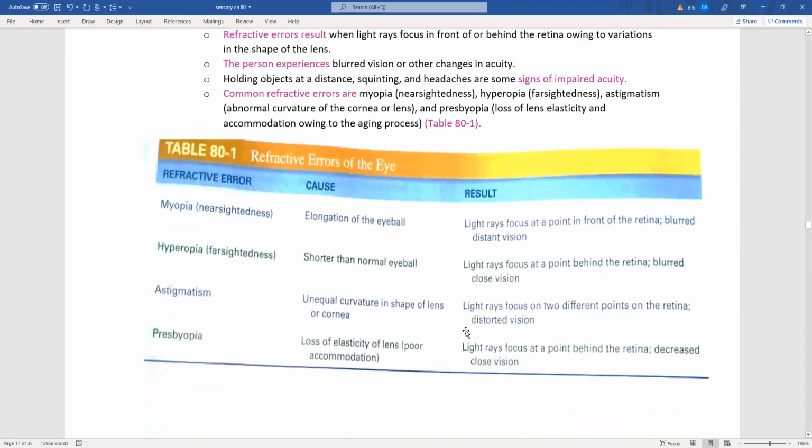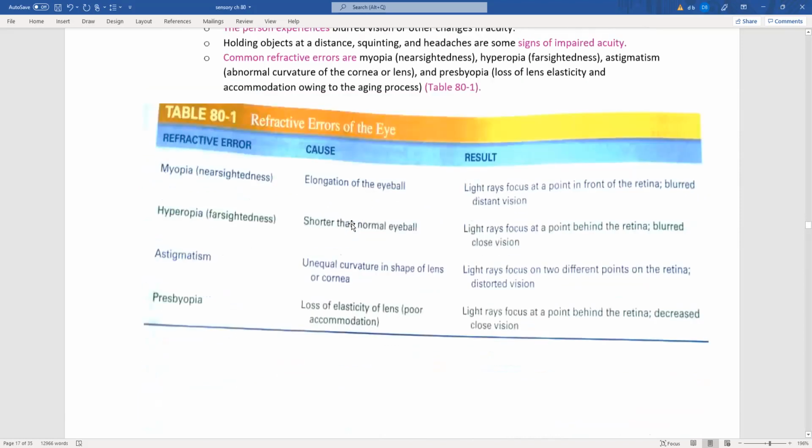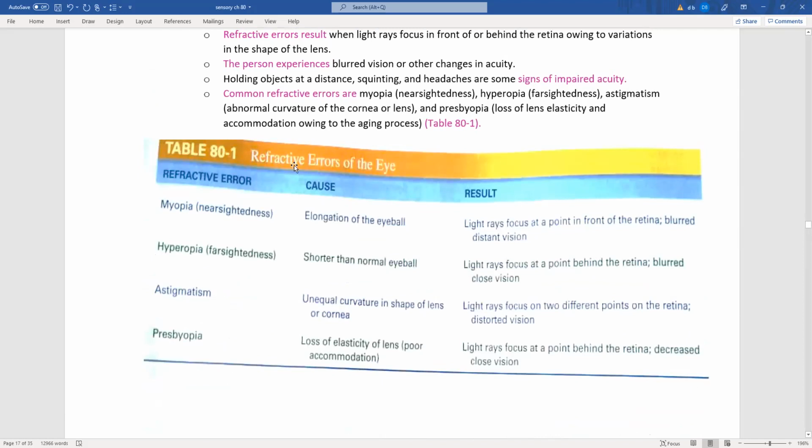So right here you have the box, table 80-1. Refractive errors of the eye. We have the refractive error, the cause and the result. Myopia: elongation of the eyeball, light rays focus at a point in front of the retina, blurred distant vision, right? That's what's going on in myopia.